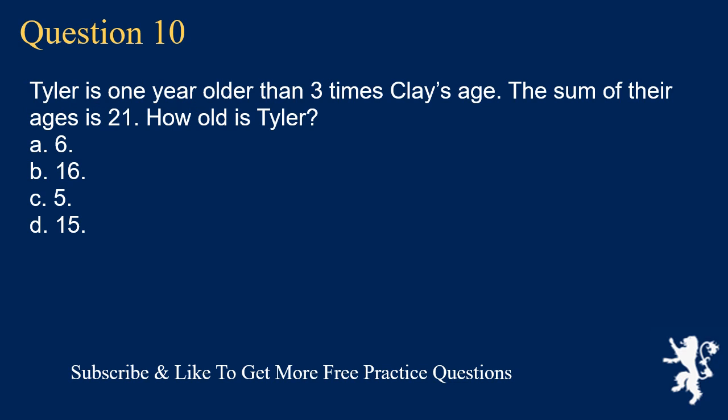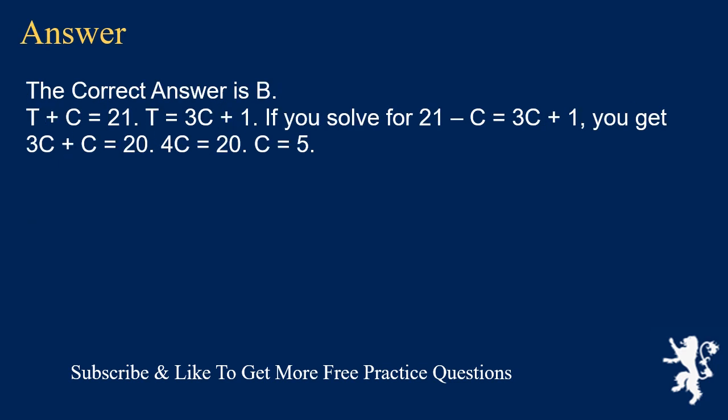Question 10. Tyler is 1 year older than 3 times Clay's age. The sum of their ages is 21. How old is Tyler? A. 6. B. 16. C. 5. D. 15. The correct answer is B. T plus C equals 21. T equals 3C plus 1. Substituting, 3C plus 1 plus C equals 21, so 4C equals 20. C equals 5.